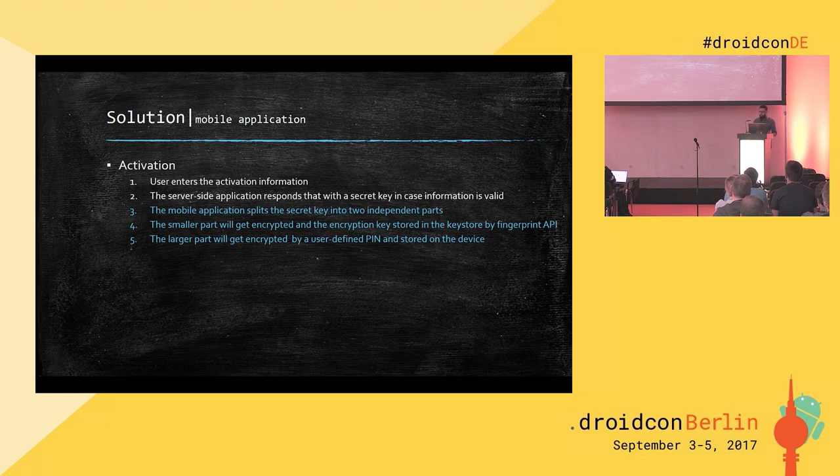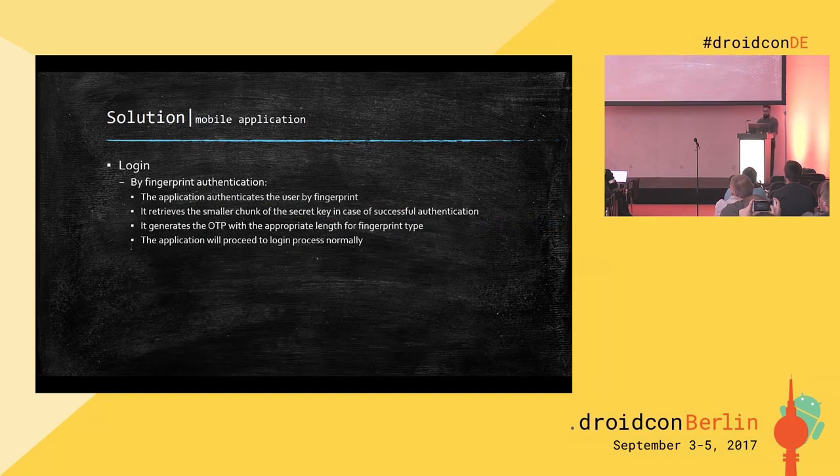But the remaining 10 bytes will get encrypted by a random encryption key and stored on the device, and the encryption key will be stored in the key store and will be accessible in the future by fingerprint authentication. So, so far we have activated our mobile application, and now we want to use it.